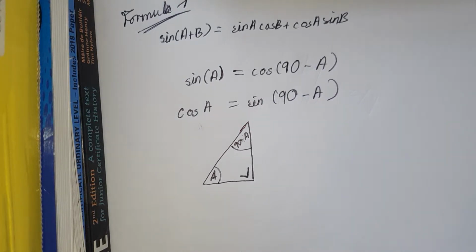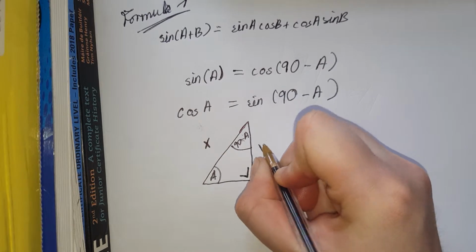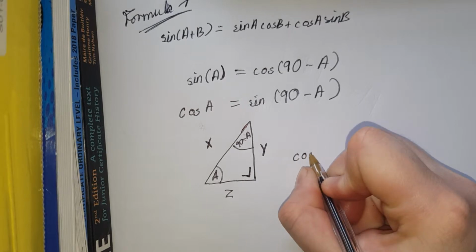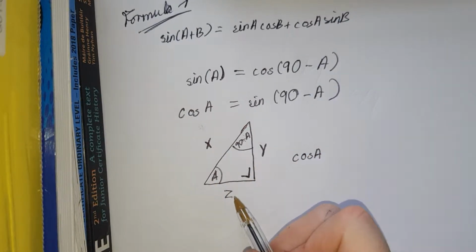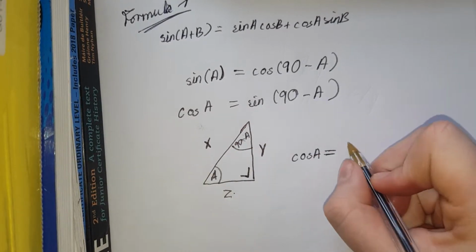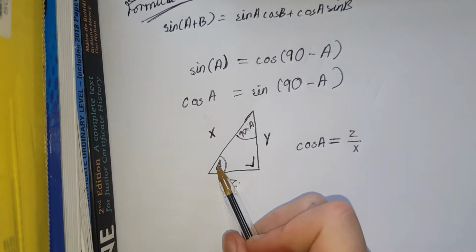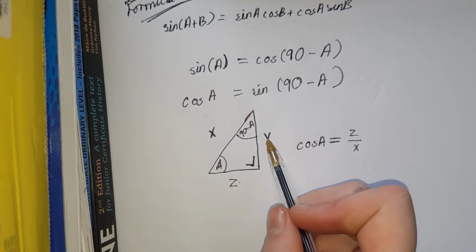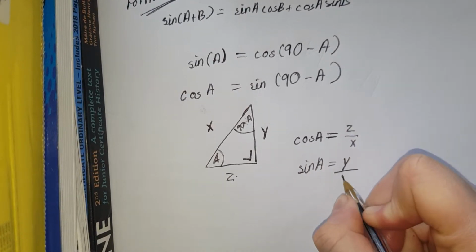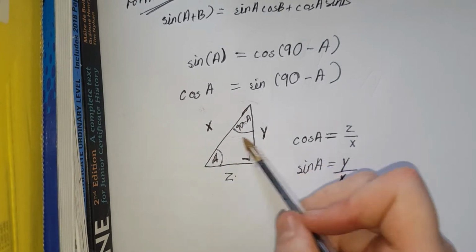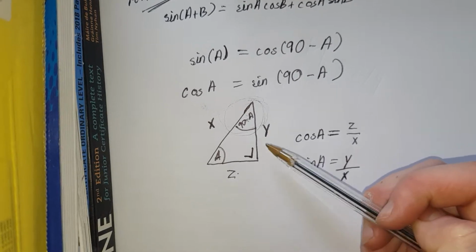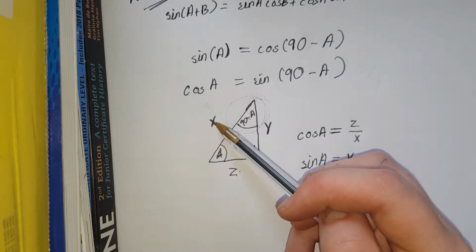Say we were to label these sides X, Y, and Z. If we look at angle A as our angle, the cos of angle A is going to be the adjacent, which is Z, over the hypotenuse, which is X. So Z over X. And the sin of angle A is the opposite, which is Y, over the hypotenuse, which is Y over X. If we look at this other angle, the adjacent is Y, the opposite is Z, and the hypotenuse is X.